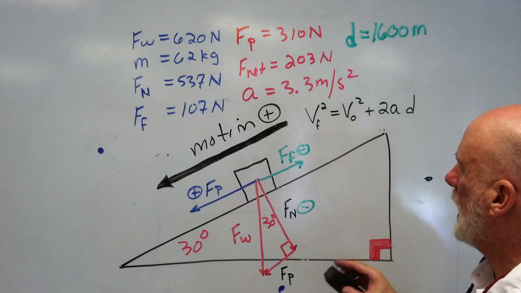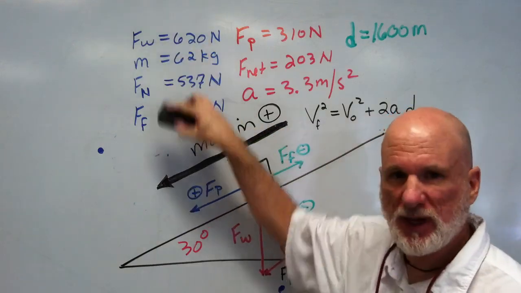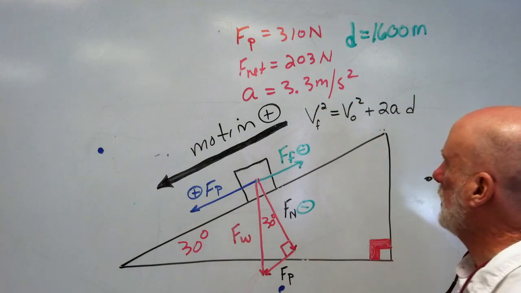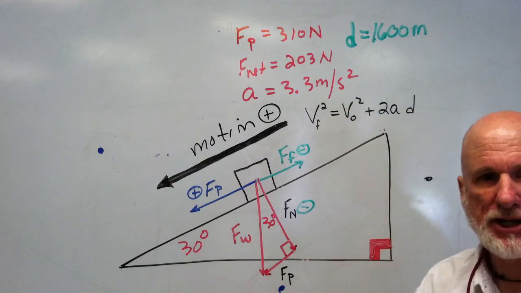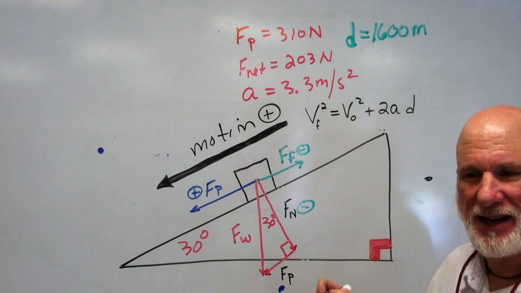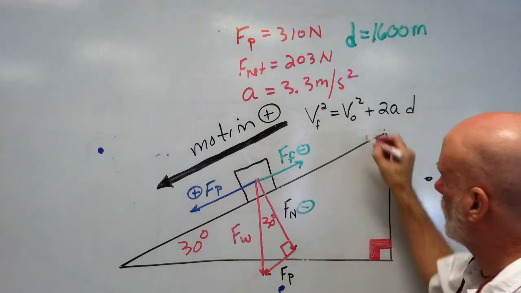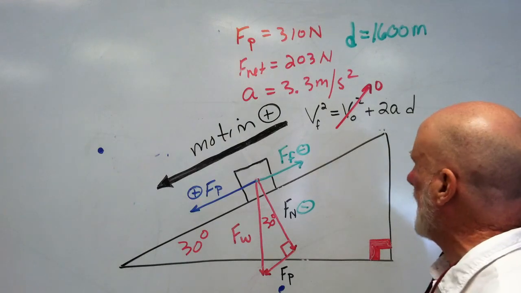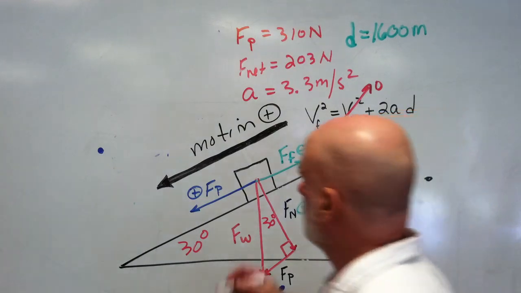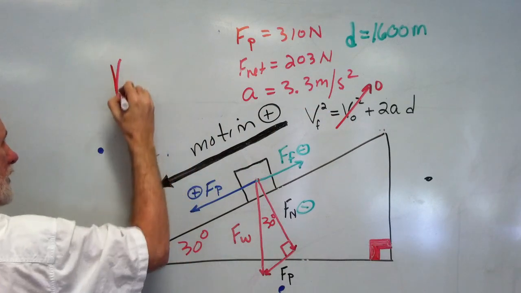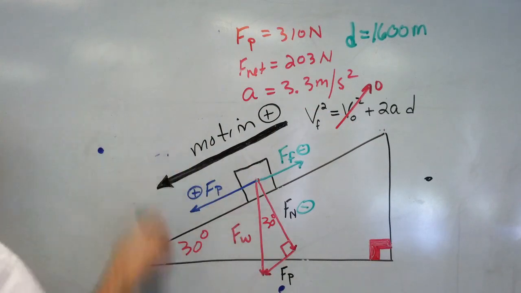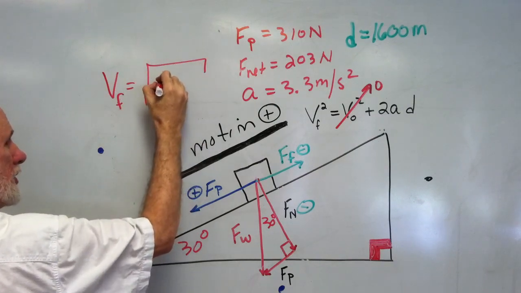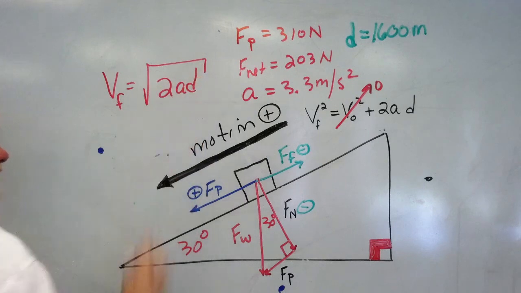Okay. Let's do some calculations. Now, I'm going to erase this. We don't need this anymore. And Dr. Herzog used to do this at my college. Ready for this? This is really cool. Initial velocity becomes 0. So I get, you ready? I'll write the equation. V final equals the square root of 2AD.